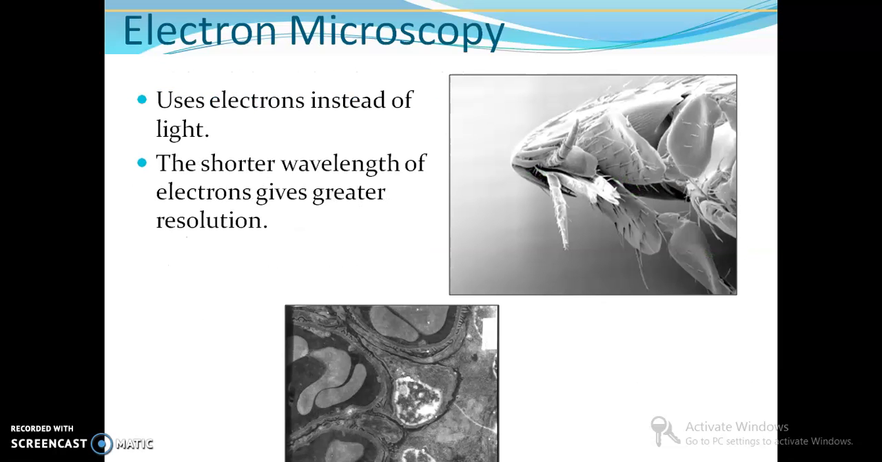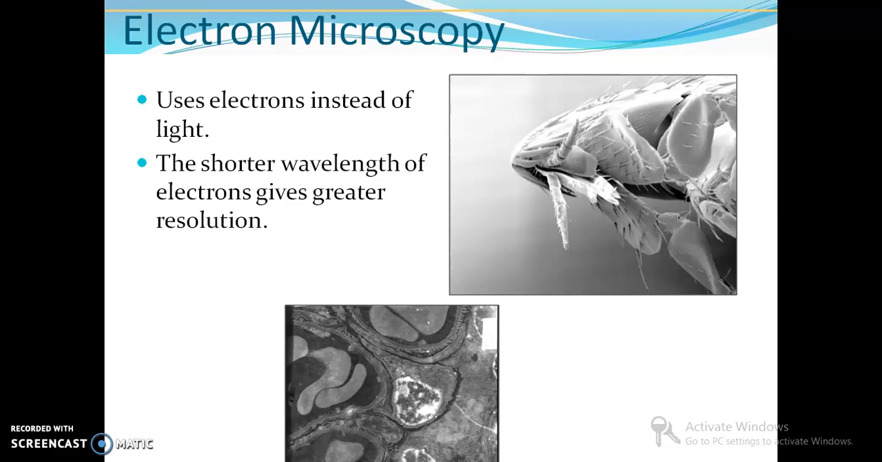The next one is electron microscopy. The resolving power of electron microscopy is quite high. So whenever we need to observe the internal structure of a bacterial body, or whenever we need to observe viruses, we use the electron microscope. The electron microscope uses an electron beam to create an image, with electromagnets acting as lenses.